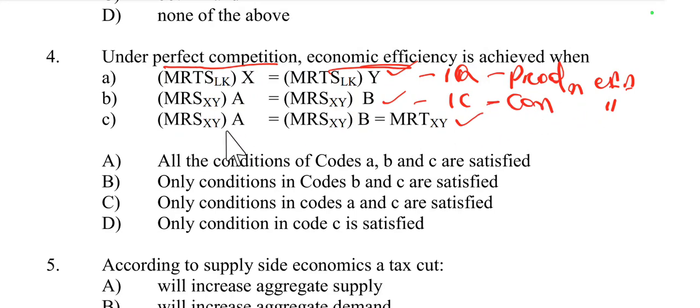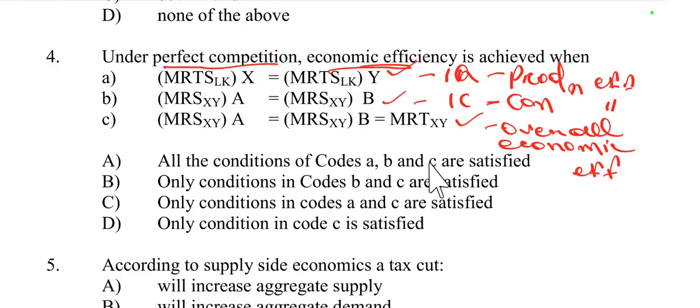Then the third one, MRS XY of A is equal to MRS XY of B is equal to MRT. This indicates overall economic efficiency. This is the combination of the two, so it is called overall economic efficiency.